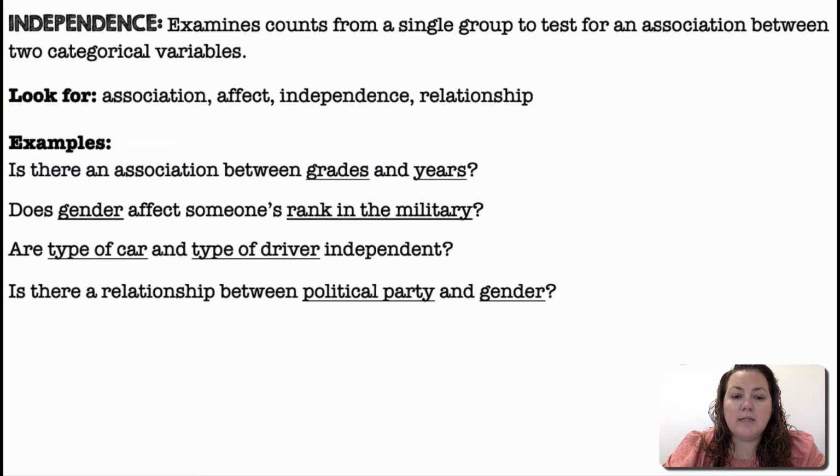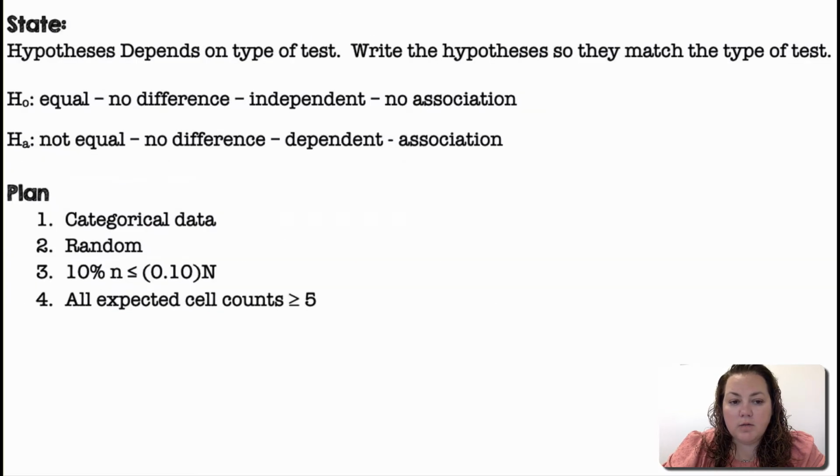For independence, it examines the counts of a single group to test for an association between two categorical variables. All right, so some key words to look for are association, effect, independence, or relationship. Is there an association between grades and year? Does gender affect someone's rank in the military? Are type of car and type of driver independent? Is there a relationship between political party and gender?